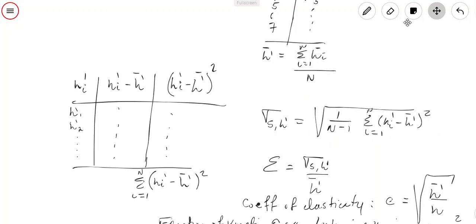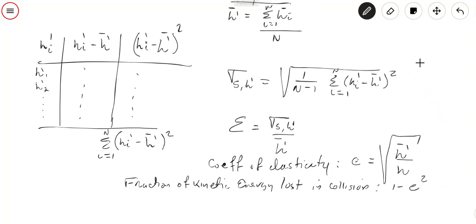Now, how do you find the relative error? To find the relative error, you divide the standard deviation that you found by the mean. Now, how do you calculate the coefficient of elasticity? The coefficient of elasticity would be the square root of the quotient of the mean of h prime over h. For each type of ball, glass ball, steel ball, ceramic ball, you found an h prime mean. If you divide that h prime mean by h, the initial height, and take the square root of that, you find the coefficient of elasticity.